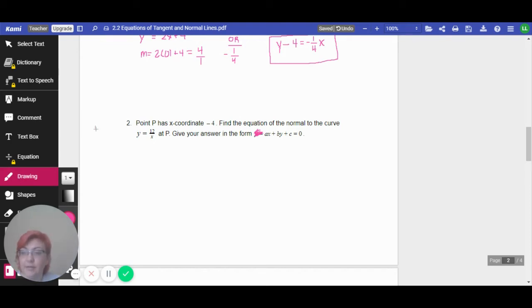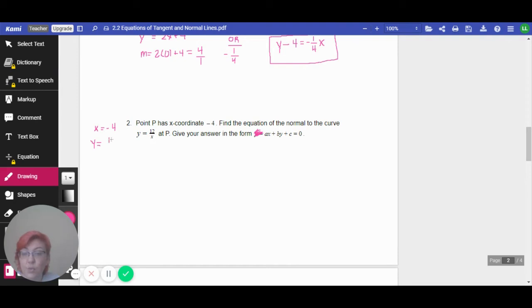All right, I am going to say that x equals negative 4. And the first thing I'm going to do is plug into my original curve to find y.